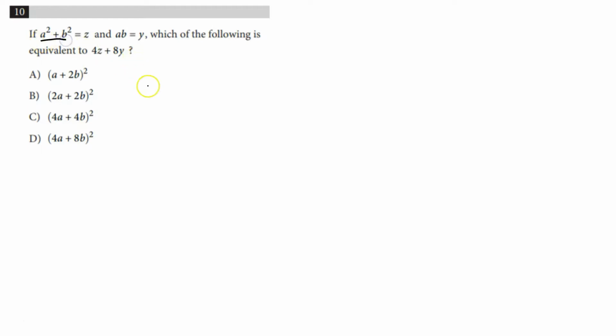If a squared plus b squared equals z, and ab equals y, which of the following is equivalent to 4z plus 8y? Well, it seems like the question wants us to substitute this quantity here in for z and this quantity here in for y. So let's do that. Instead of 4z, we have 4 times quantity a squared plus b squared. And instead of plus 8y, we have plus 8 times ab.